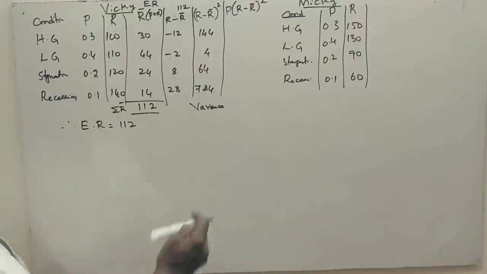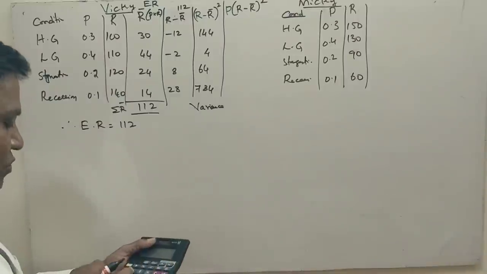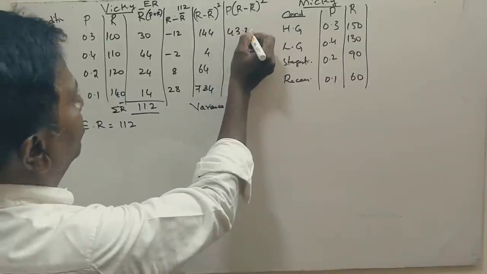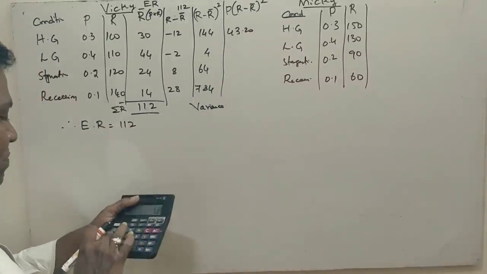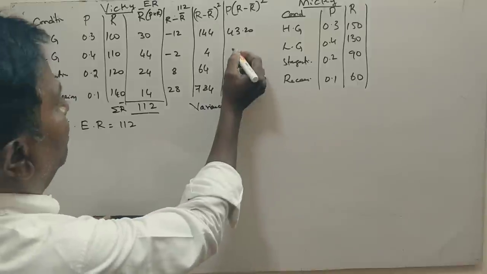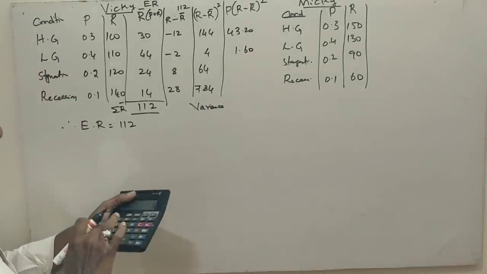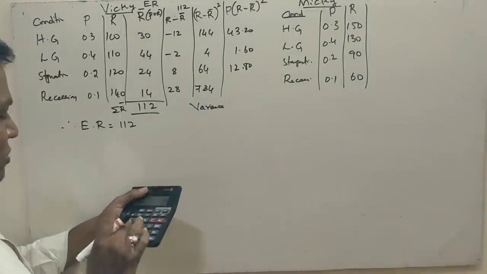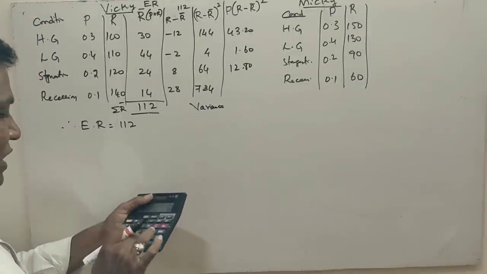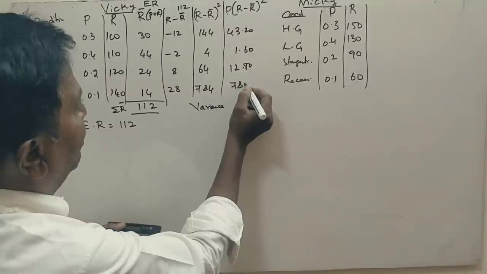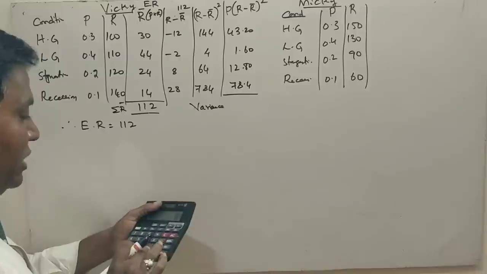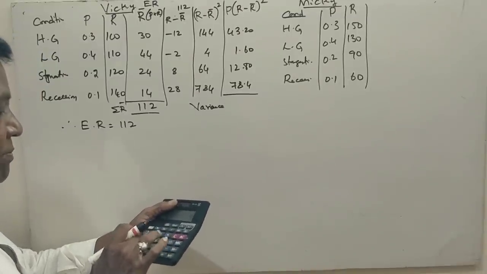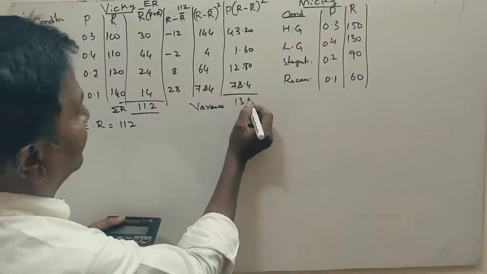Now, 144 into 0.3 you get 43.2. 4 into 0.4 is 1.6. 64 into 0.2 is 12.8. 784 into 0.1 is 78.4. Now, when you check the total, 12.8, 1.6, 43.2, we get 136.